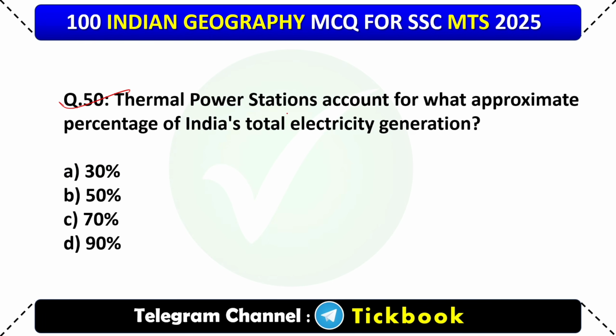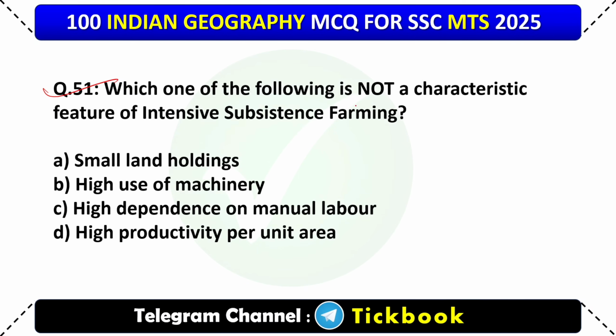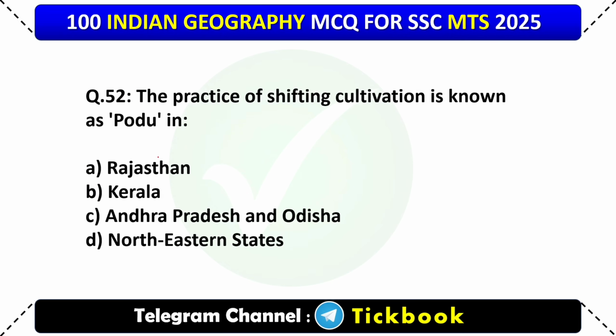50. The thermal power stations account for what approximate percentage of India's total electricity generation? Number C, 70%. 51. Which one of the following is not a characteristic feature of intensive subsistence farming? Option number B, high use of machinery. 52. The practice of shifting cultivation is known as Podu in. Option number C, Andhra Pradesh and Odisha.